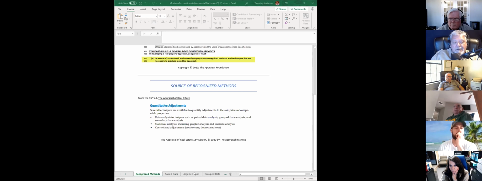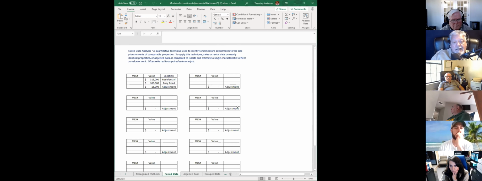So if you've got your spreadsheets open, let's go down here to the bottom tab, and let's go to paired data. And what you'll see is this is exactly what we looked at before.